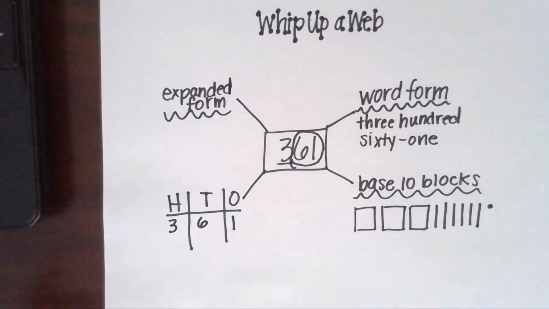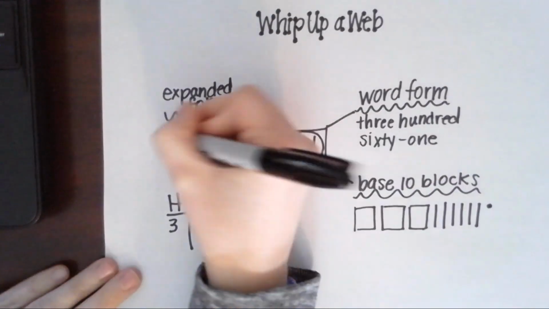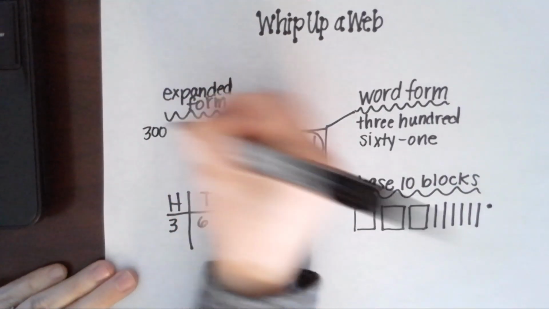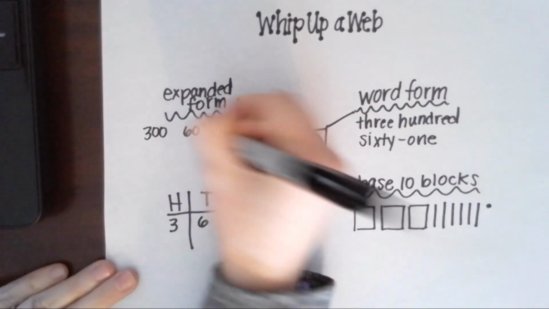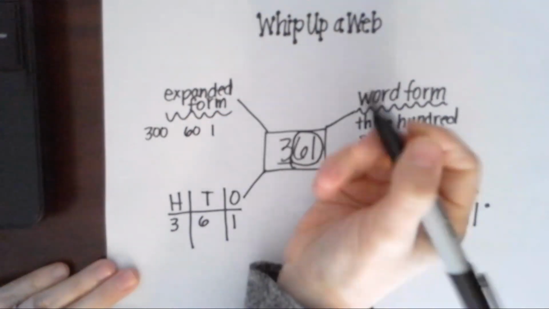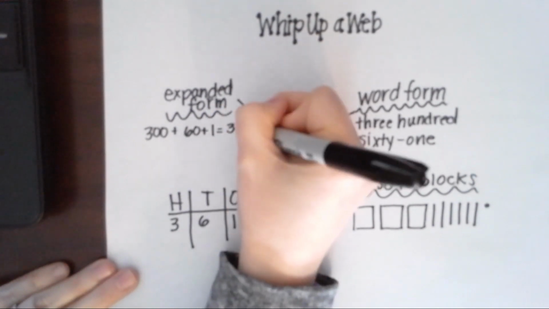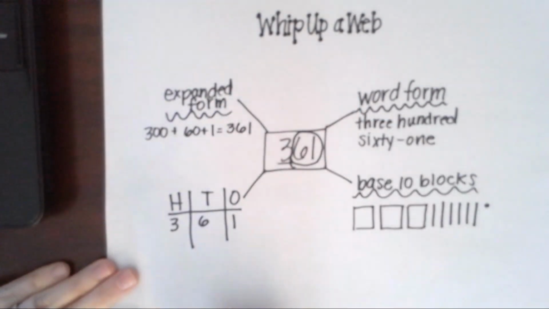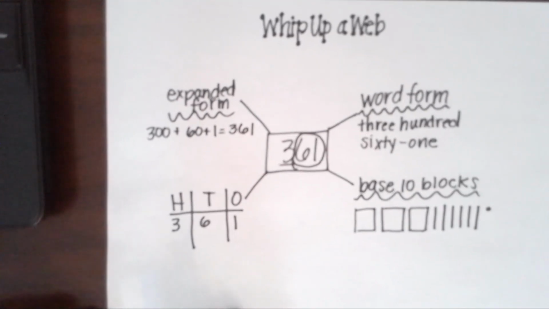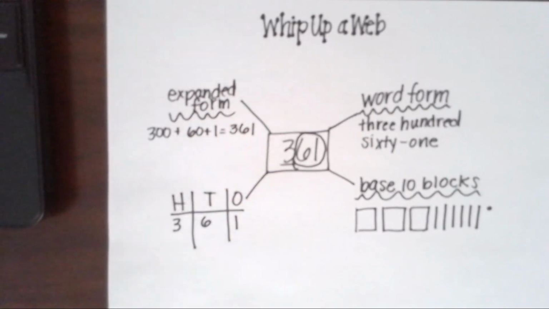Expanded form is when we say the number nice and slow and we write every number we say. So if I said 361 really slow, I would say 300, 60, 1. So I'm going to write every number I said. Then remember in expanded form I add those. 300 plus 60 plus 1 equals 361. And that's how you make a web.